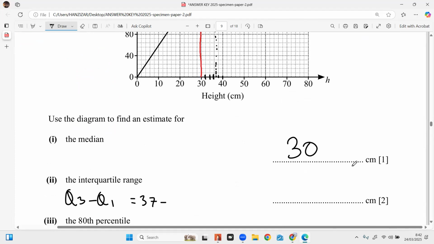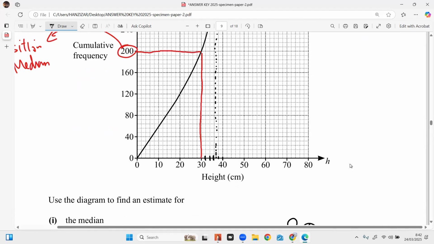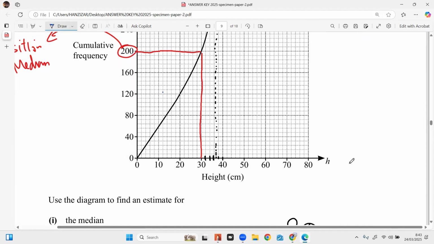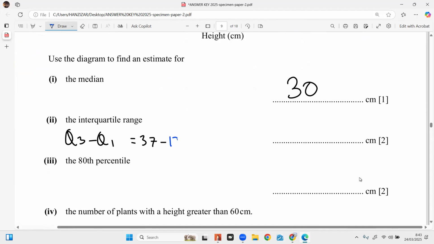Subtract by Q1. The position of Q1 is 100, from 0 to 200, the 25th percentile of the data. There you go. 17, right? 12, 14, 16, 17. Right in the middle, 17. We get 20.